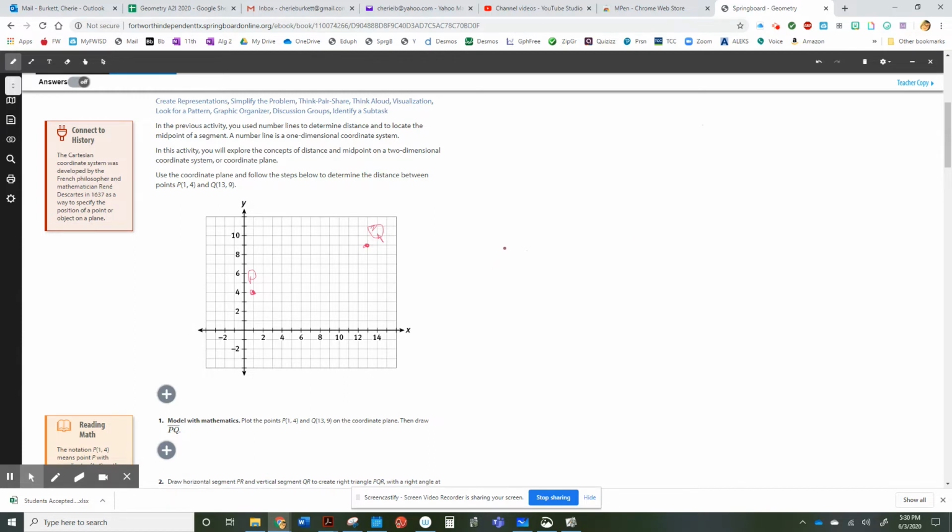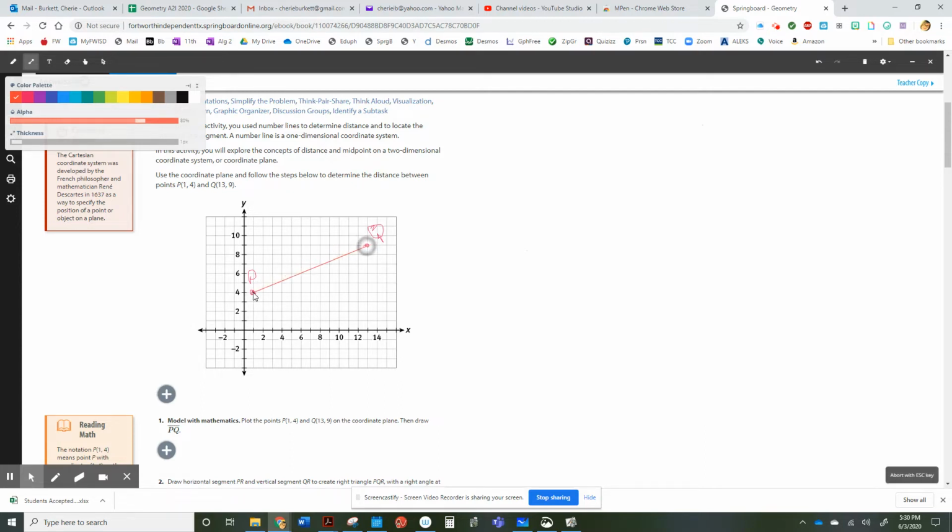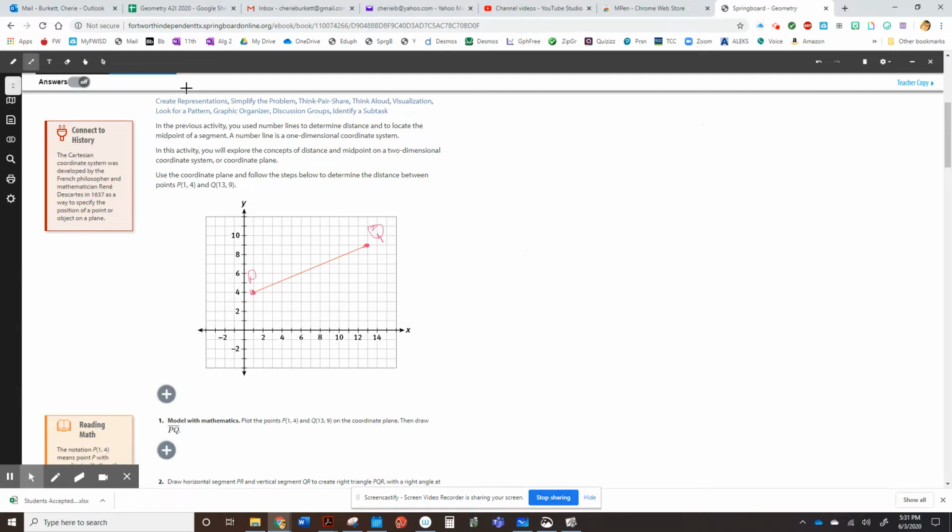And I'm going to try to draw a straight line from there to there. Okay, so I got that done. Now it says, then draw it. Okay, so I've drawn PQ. I've done step number 1 right here. Step number 2, it says draw a horizontal segment, PR.